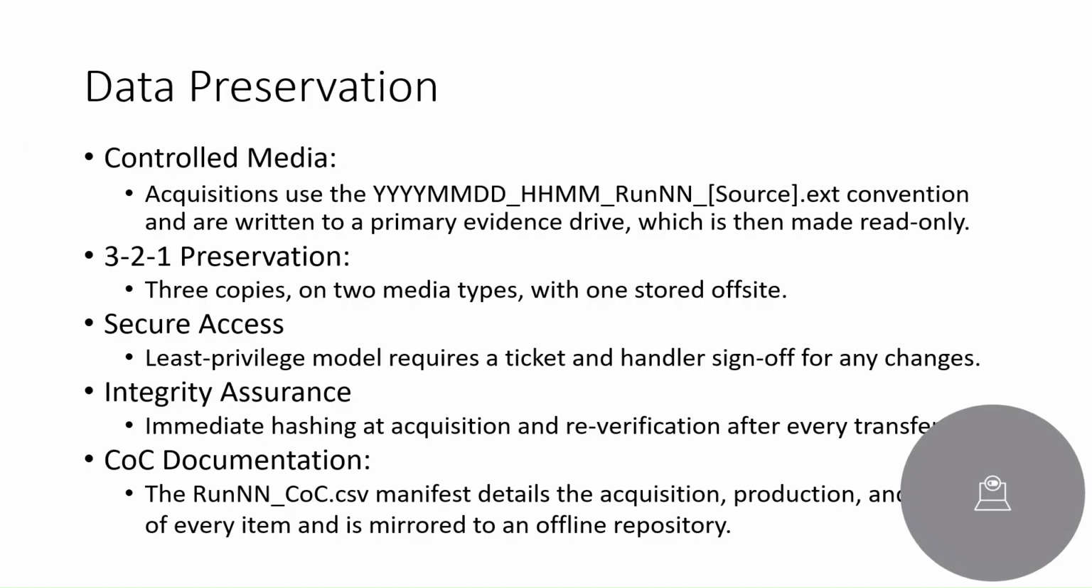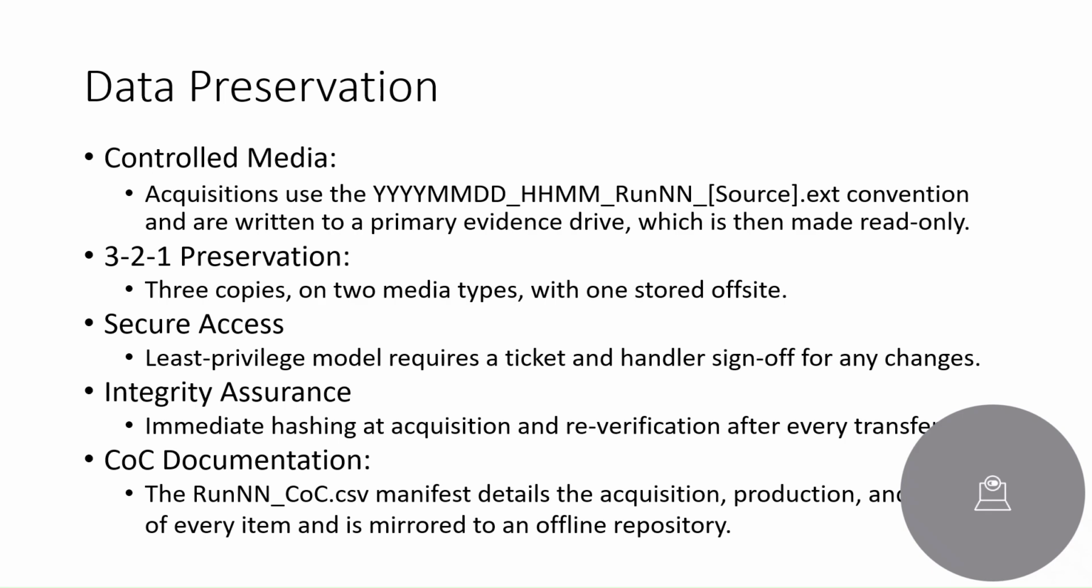Preserving the data we collected was a top priority. We used a consistent naming convention for every file that included the date, time, and run number, which made it easy to track where each piece of evidence came from. Once the data was saved, we locked the storage drive to make it read-only so nothing could be altered. We also followed the 3-2-1 rule, which means 3 copies of the data on 2 different types of media with 1 copy stored offsite.